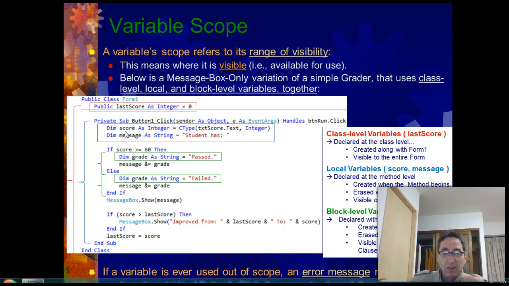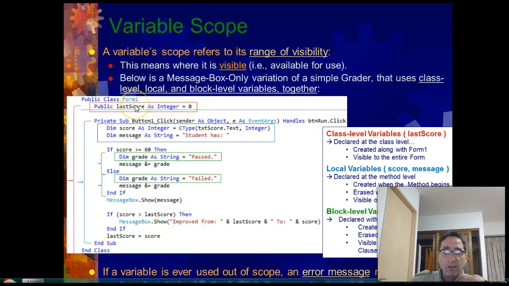Okay, and if I did use the variable score in my other button, it would have nothing to do with this one. It would have nothing to do with this variable. So we say that the scope of this variable is just within this sub-procedure.